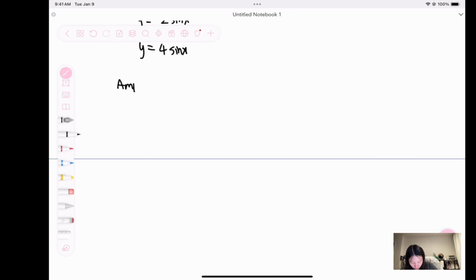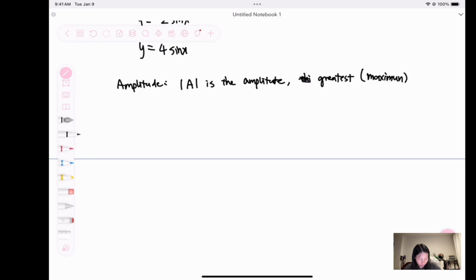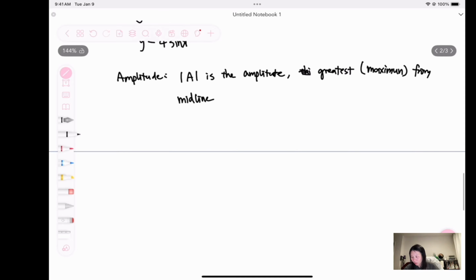So basically, amplitude is the greatest distance from the rest of the function. It represents the vertical stretch factor. So the absolute value of A is the amplitude. It gives you the furthest, the greatest distance, which is the maximum value from the midline.